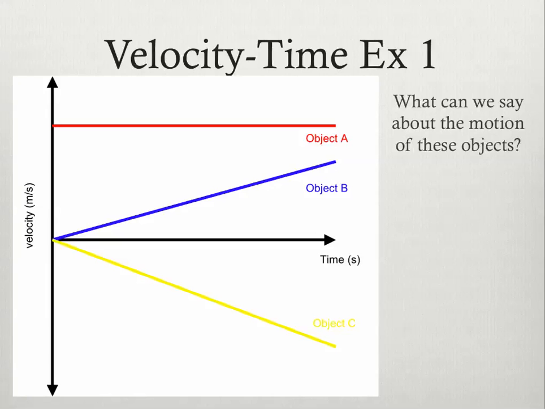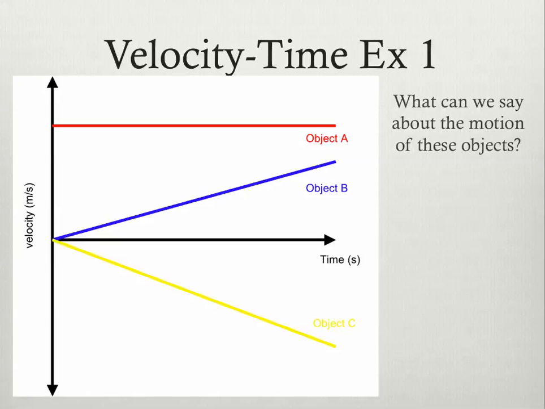Object A, when this was a position time graph, object A wasn't moving. But this is a velocity time graph. So object A has a velocity that doesn't change. So that means that object A has, in fact, we know it's a positive velocity that doesn't change. It has no acceleration and a positive velocity that doesn't change. Object B, the blue line, has a positive and constant acceleration because the slope would be positive and constant. And object C has a negative and constant acceleration.